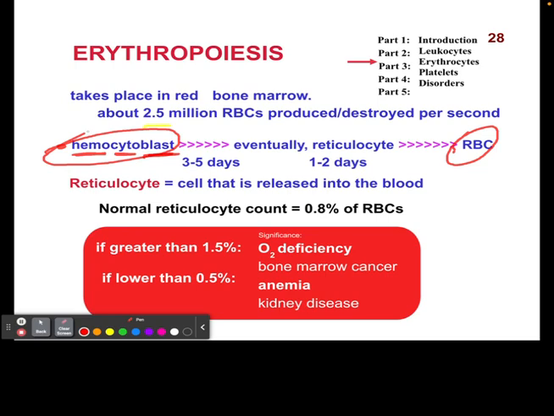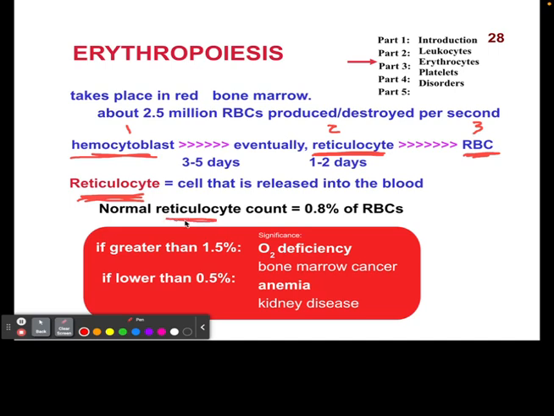In the middle, right, we're going to see these reticulocytes, which are the middle stage of red blood cells. So I have my hemocytoblasts. They're going to mature into reticulocytes. And then eventually, after a couple days, they're going to mature into red blood cells. So just keep that in mind. These are the three major cell stages of a red blood cell.